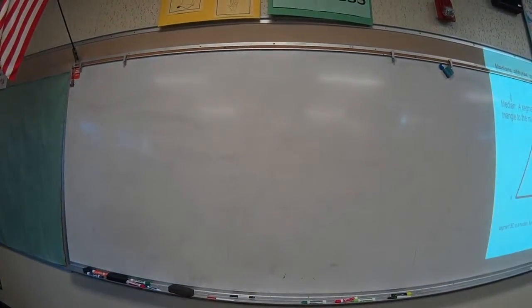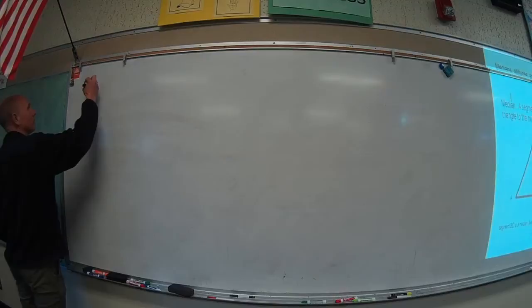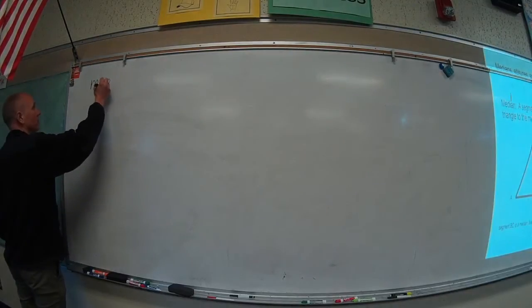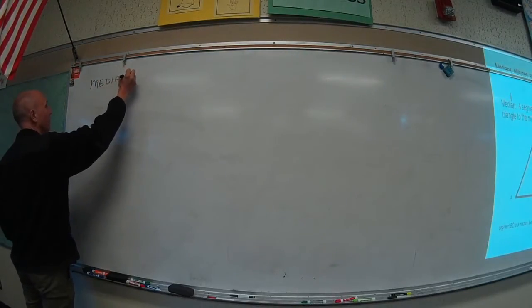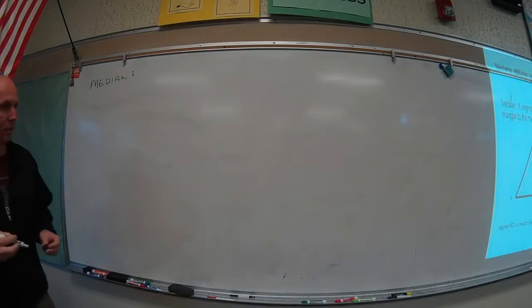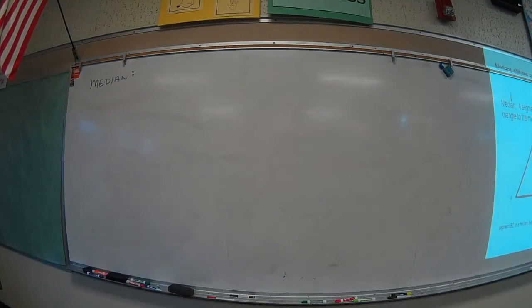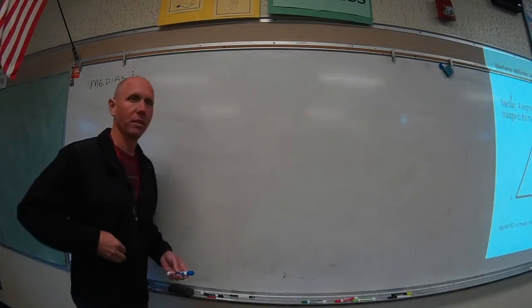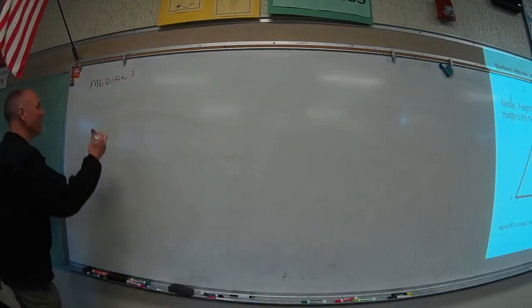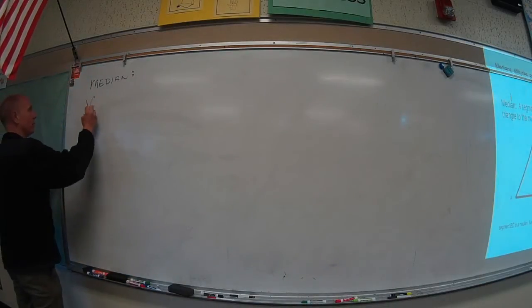All right, a median. So I'm going to abbreviate this a little bit or make it a little bit easier. Median is a vertex to the middle. Median, a better marker. Where's my good marker? Oh, it's in my pocket. That's my good one. So median is vertex to middle.